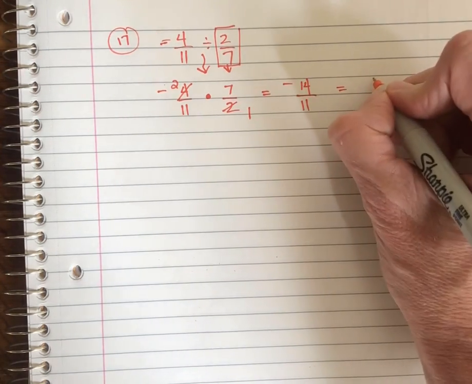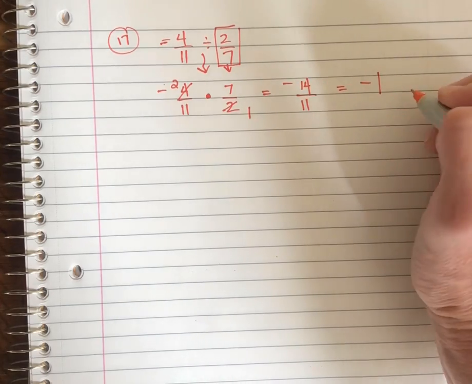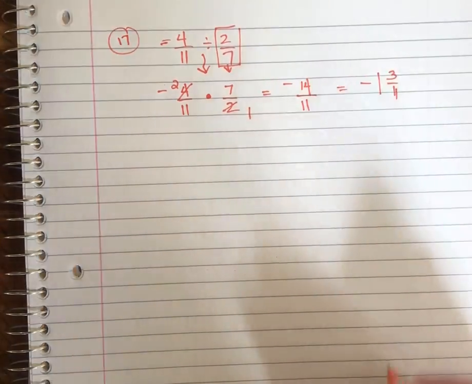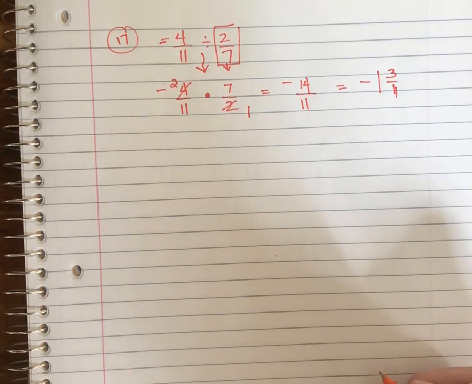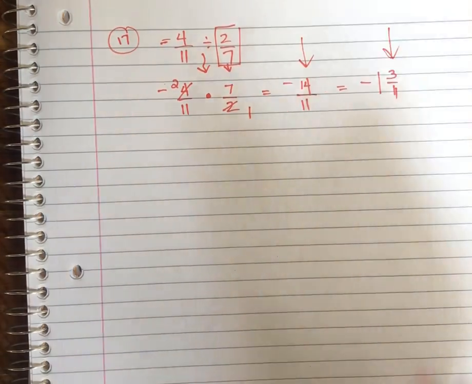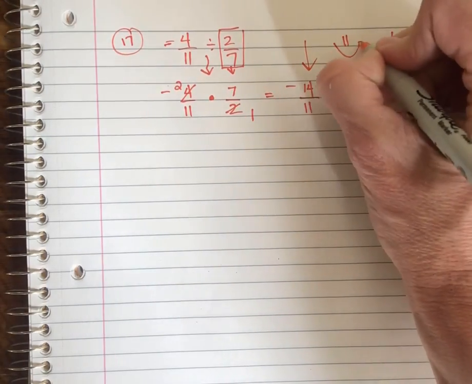11 goes into 14 once. I'm going to carry over my negative sign. There are 3 left over out of 11. In this case, since they both started as fractions, I would say either one of these answers is acceptable.